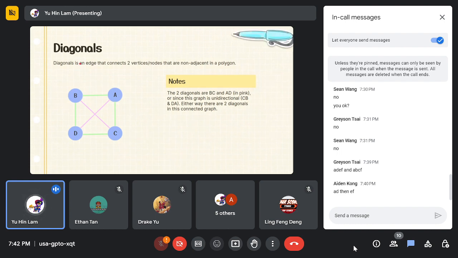So our next kind would be diagonals. A diagonal is an edge that connects two vertices or nodes that are non-adjacent in a polygon. So does everyone know what a polygon is?